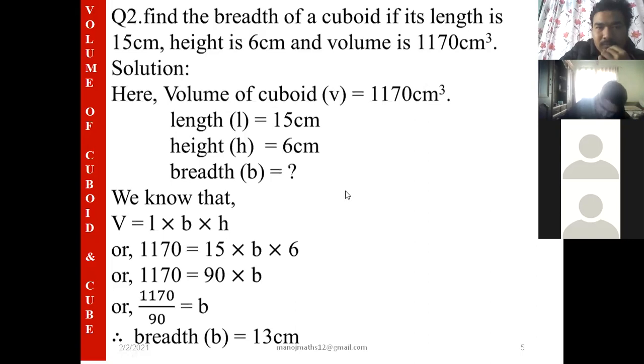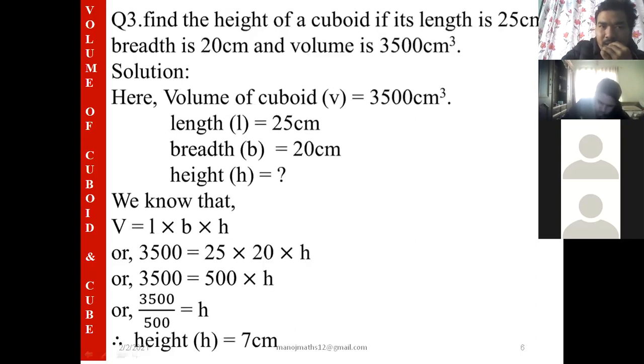Okay, sir, copy. So you can move to the next one. Okay, sir, already moved.